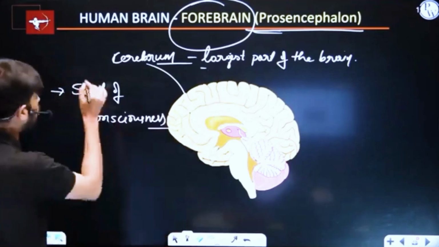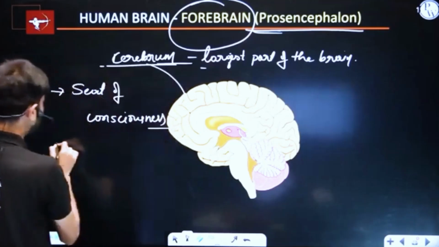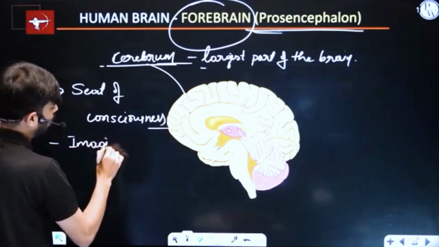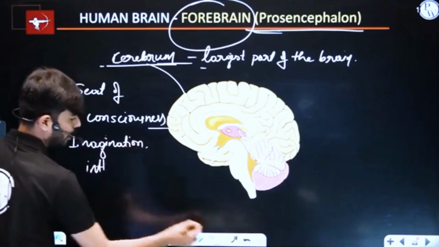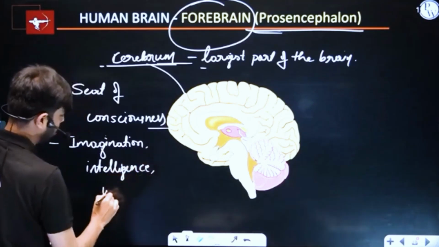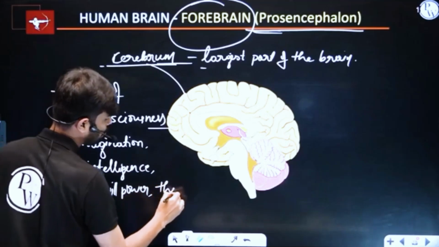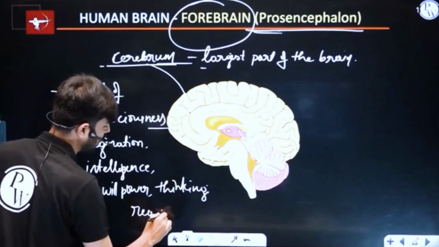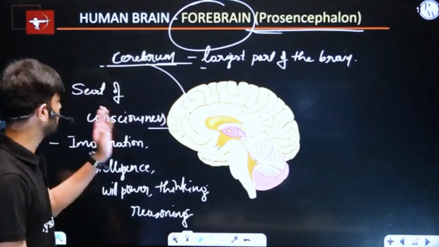So the question is, why are we calling the cerebrum the seat of consciousness? Because it is the center for imagination, intelligence, willpower, thinking, and reasoning, and also responsible for storing the memory. Hence it is called the seat of consciousness.